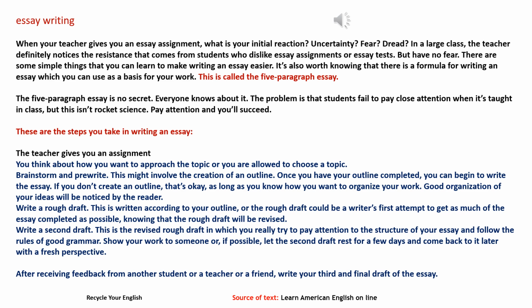Write a rough draft. This is written according to your outline, or the rough draft could be a writer's first attempt to get as much of the essay completed as possible, knowing that the rough draft will be revised. Write a second draft. This is the revised rough draft in which you really try to pay attention to the structure of your essay and follow the rules of good grammar.